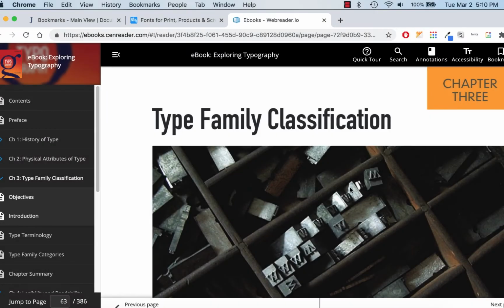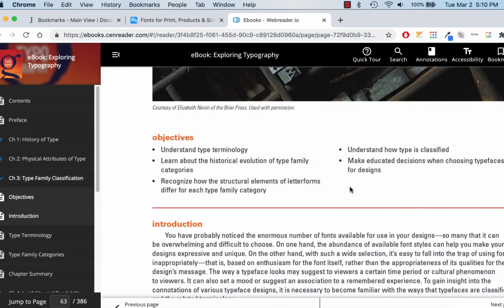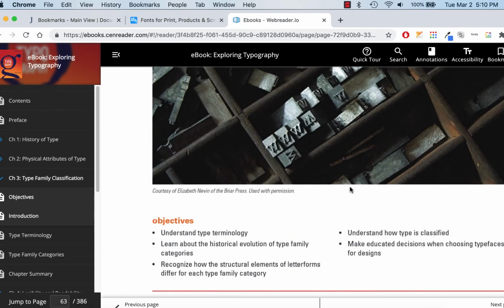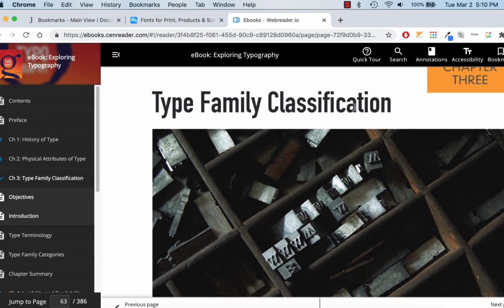Now this is Chapter 3 of the Exploring Typography book as we see it in Cengage when we're on the web. It starts out fine, talking about type styles and fonts and things like that, and then it digs into the classifications, and it gets really complicated because it shows all different styles, many sub-styles, and it gets a little confusing. And then there's pages and pages of fonts, which, if you're not familiar with them, are just going to be confusing and all look the same.